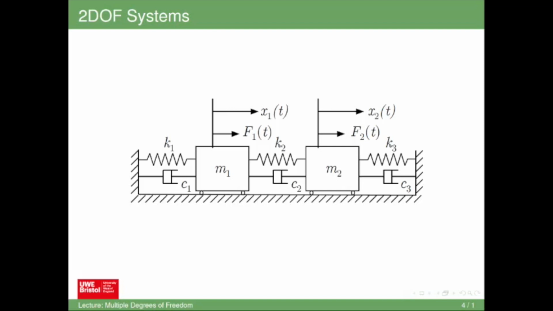So for mass 2, we've got K2, which is dependent upon the difference in displacement between x2 and x1. So it's K2 times (x2 minus x1). And then we've got K3, which is entirely dependent upon the position of mass 2. So it's just K3 x2. And the same with the damper. This one is entirely dependent upon the velocity of mass 2, and this one is on the relative velocity between mass 2 and mass 1.